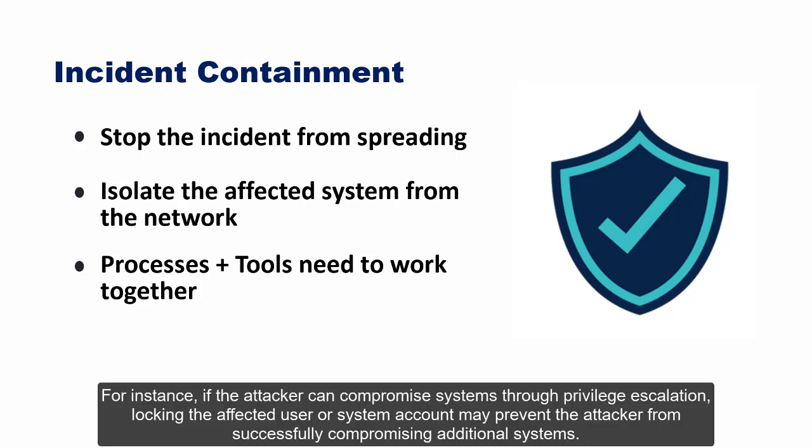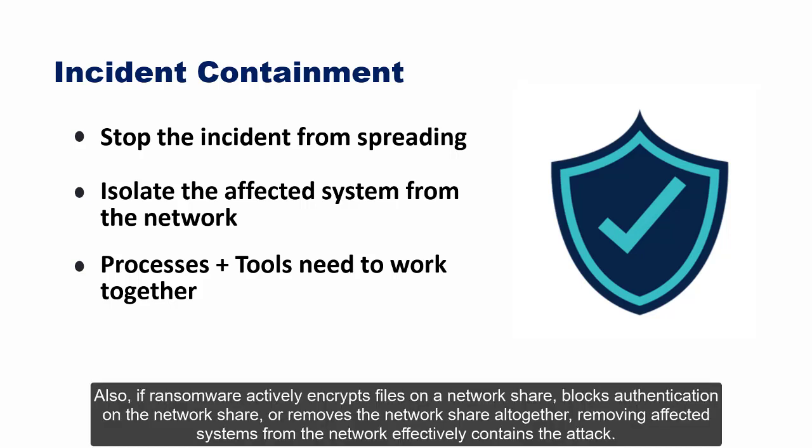For instance, if the attacker can compromise systems through privilege escalation, locking the affected user or system account may prevent the attacker from successfully compromising additional systems. Also, if ransomware actively encrypts files on a network share, blocks authentication on the network share, or removes the network share altogether, removing affected systems from the network effectively contains the attack.